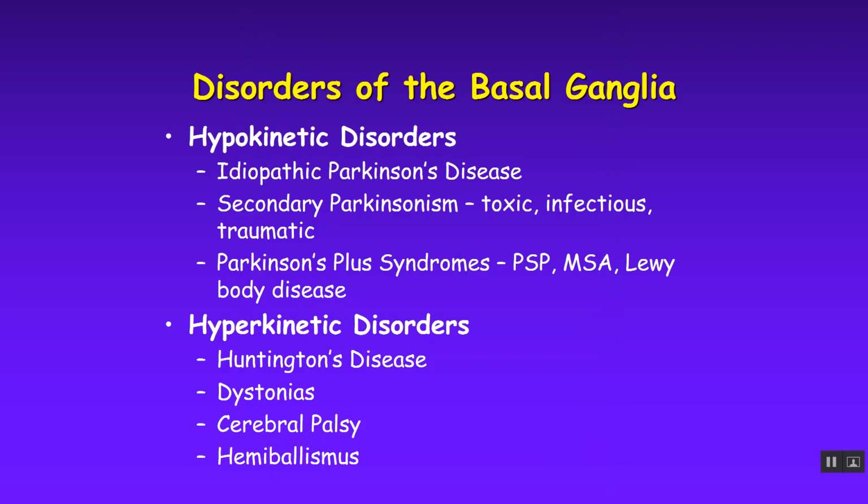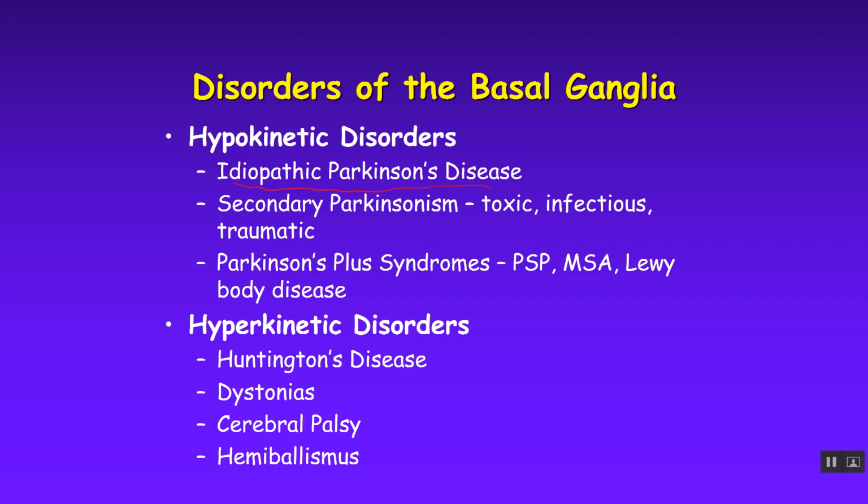Now we're going to talk about what happens when there's problems with this circuitry. And we can broadly divide into two categories: hypokinetic disorders, things that cause too little movement because of damage to the basal ganglia, and hyperkinetic disorders that cause too much movement, okay, because of damage to the basal ganglia. So we have our classic idiopathic Parkinson's disease. Idiopathic, we don't know why it happens, okay?